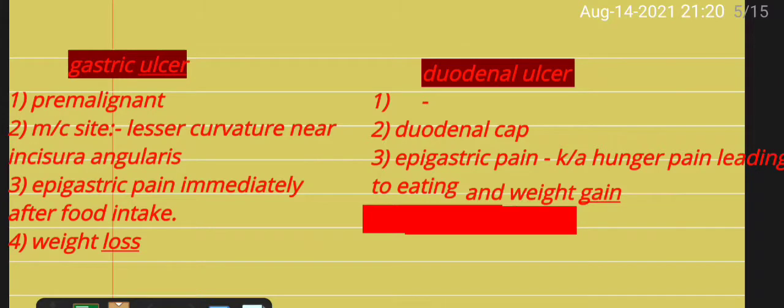In duodenal ulcer, the site is the duodenal cap, and the most common blood group associated with this is blood group O. The epigastric pain in duodenal ulcer is also known as hunger pain. So snacking is done by the patient, which leads to weight gain.